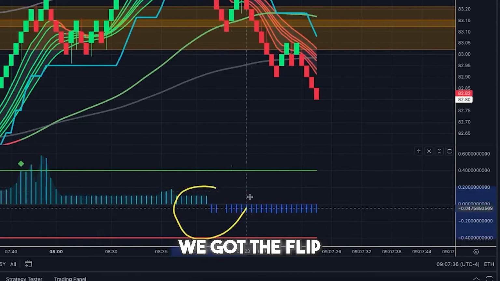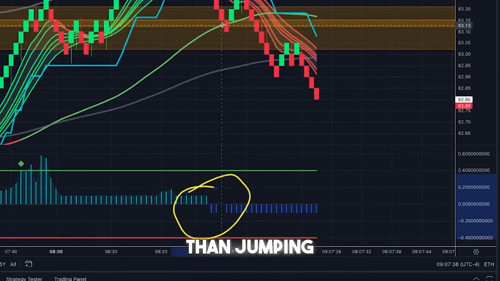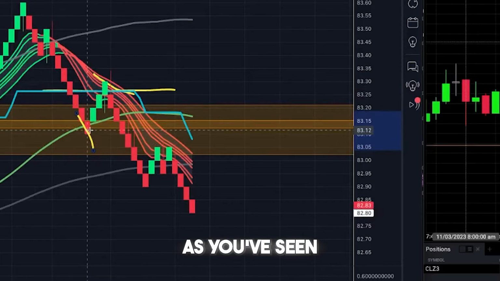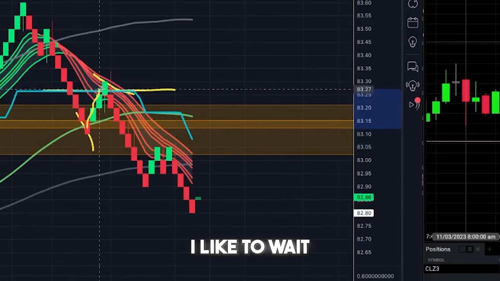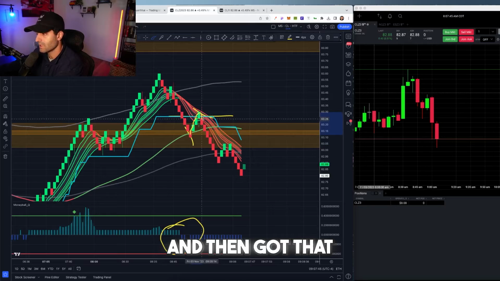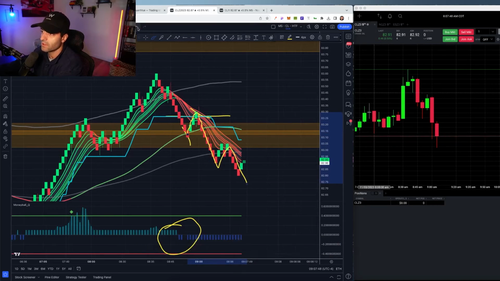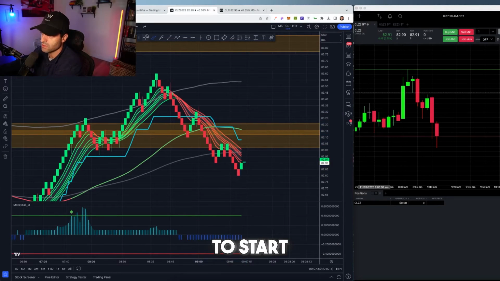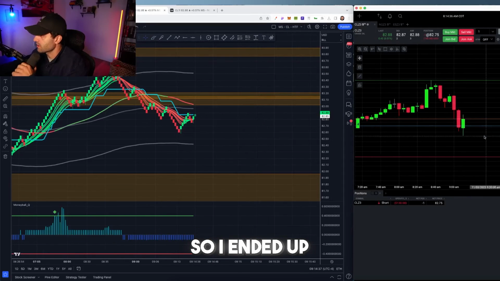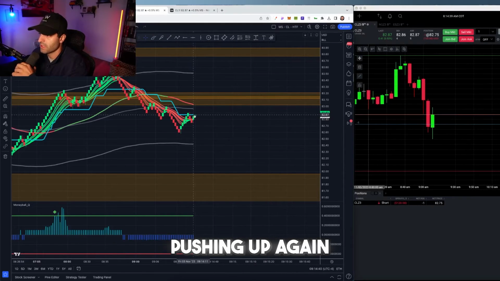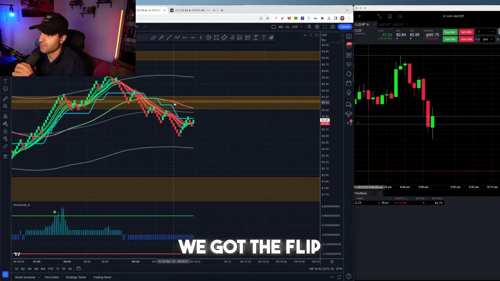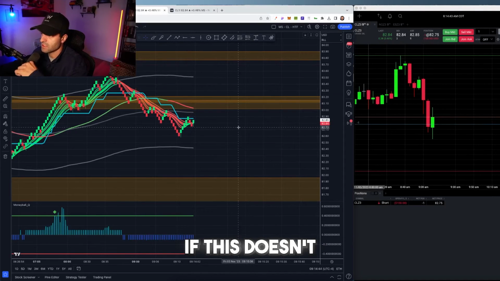Prior to that, though, we got the flip on the money ball. So rather than jumping in here right at the flip, as you've seen in these videos, I like to wait for a retest and then got that failure, move down, catch a nice 2 to 1 to start the morning. So ended up taking one short here, pushing up again into the Q wave. We got the flip on the Q bands. So we'll see if this doesn't play out.